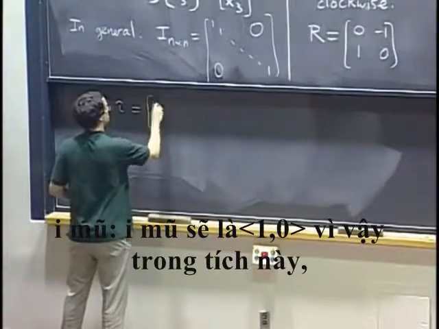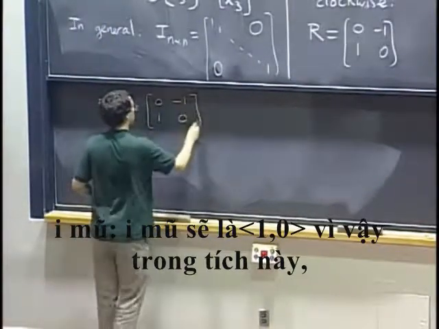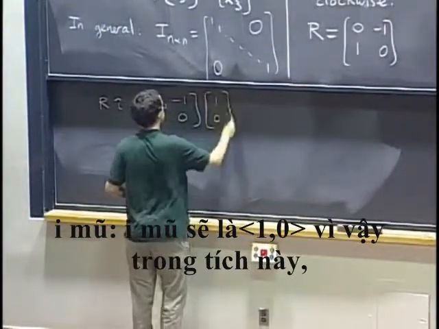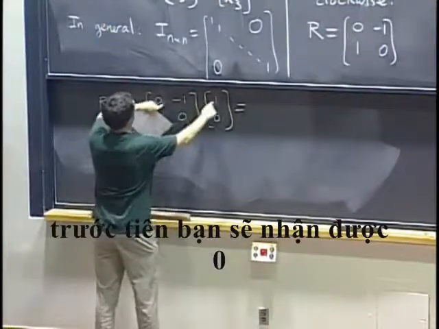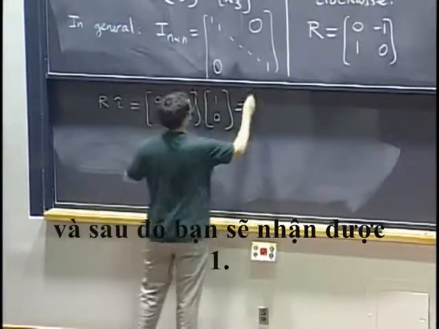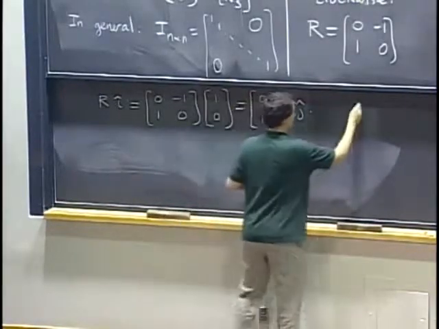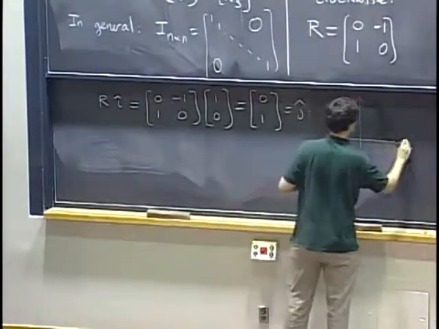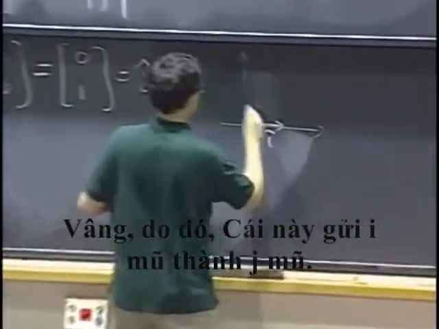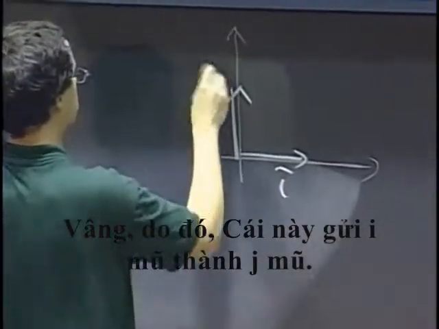So that means i hat will be (1, 0). In this product, here you will get 0, and then you will get 1. You get j hat. So this thing sends i hat to j hat.